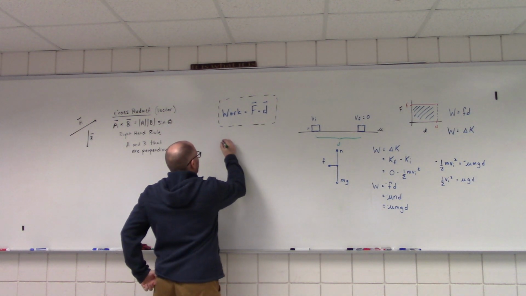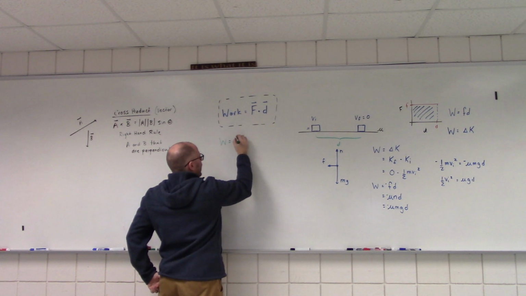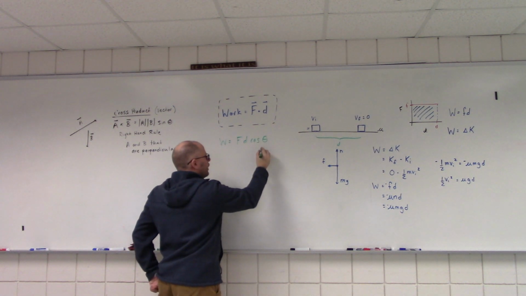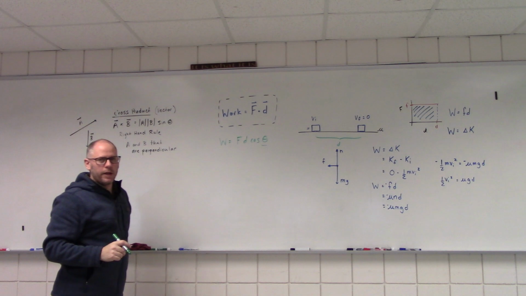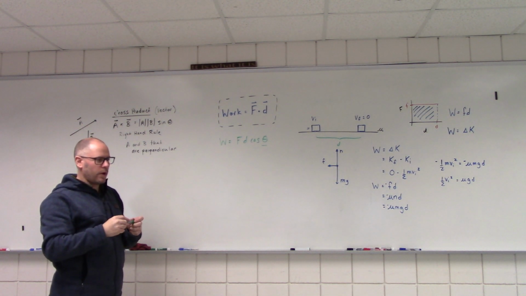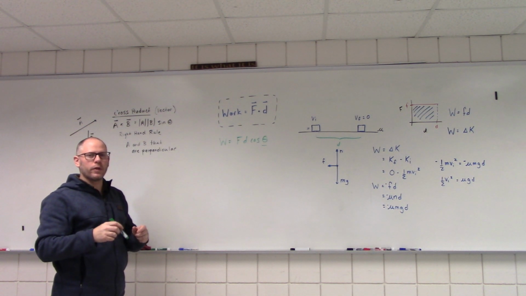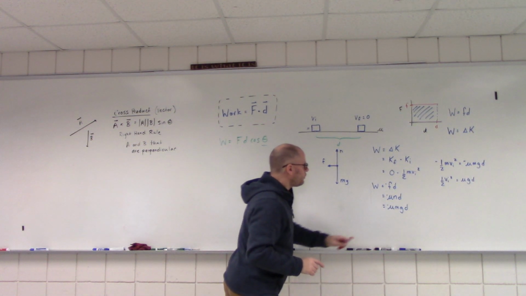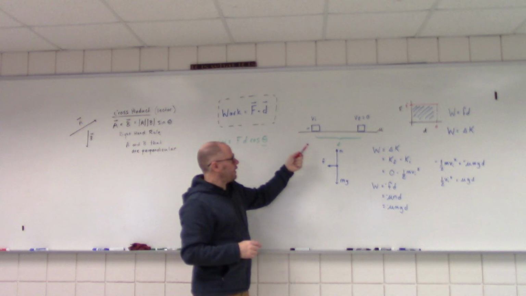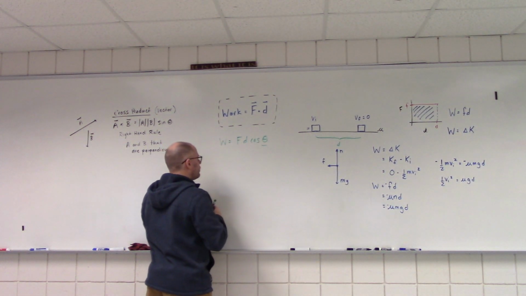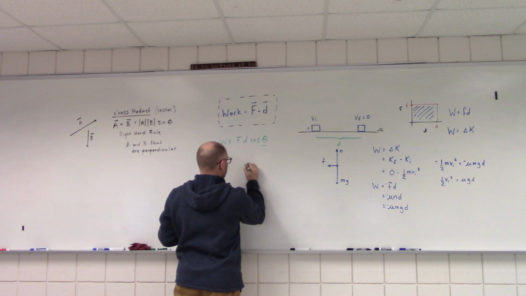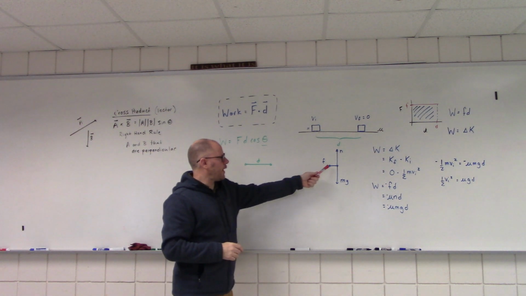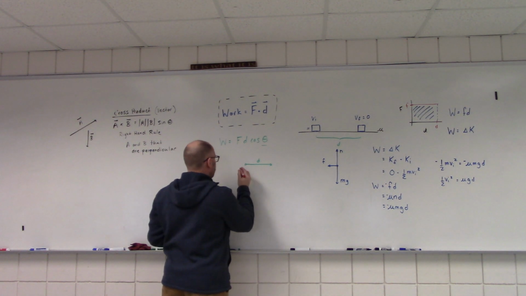here, so work is equal to F dot D, which is FD cosine theta. The theta we're interested in is the theta you get when the two vectors are arranged so they are tail to tail. So look what this looks like. The D vector in this case is to the right, where the force vector in this case is to the left.